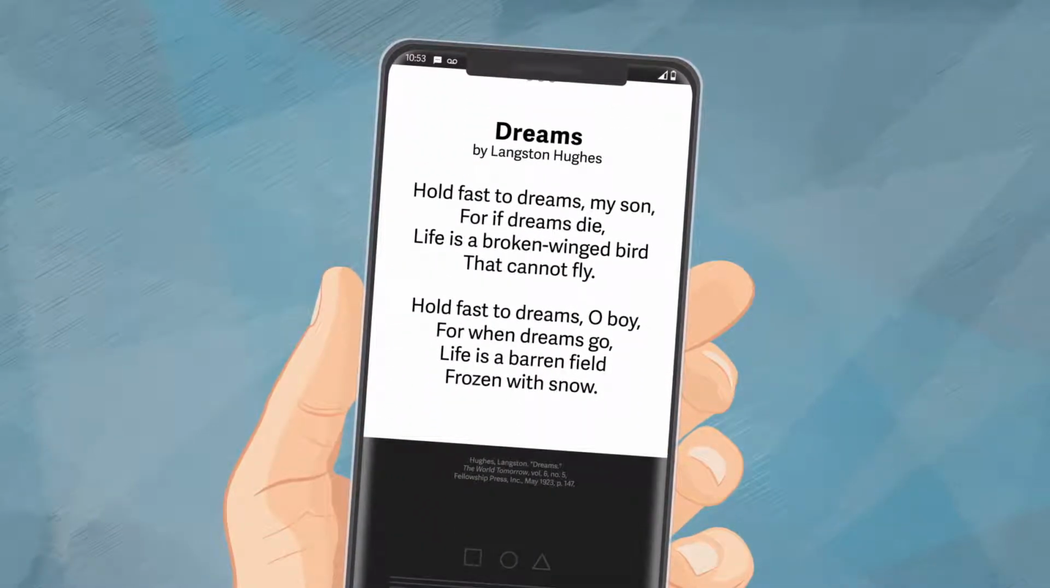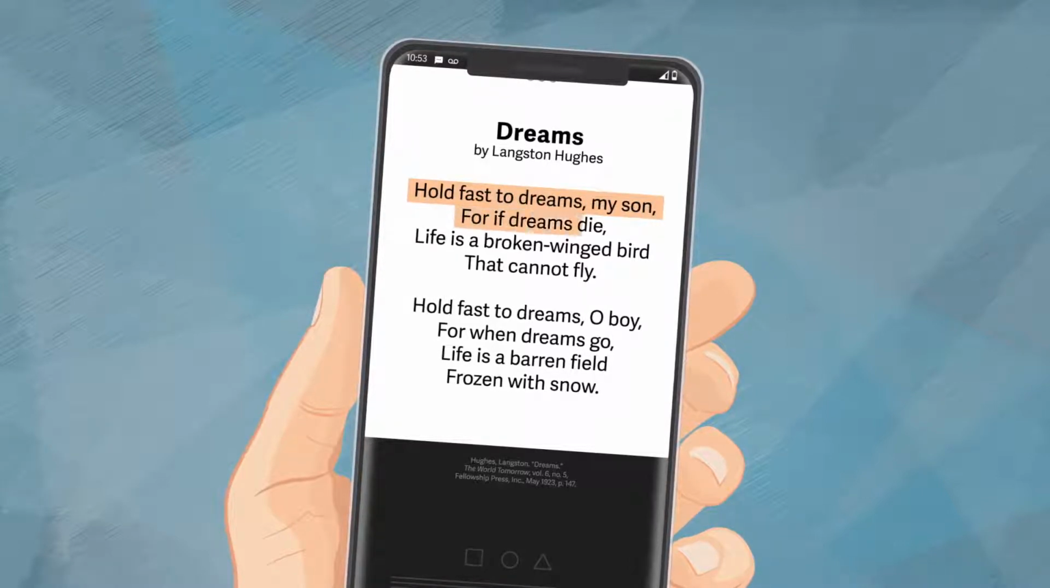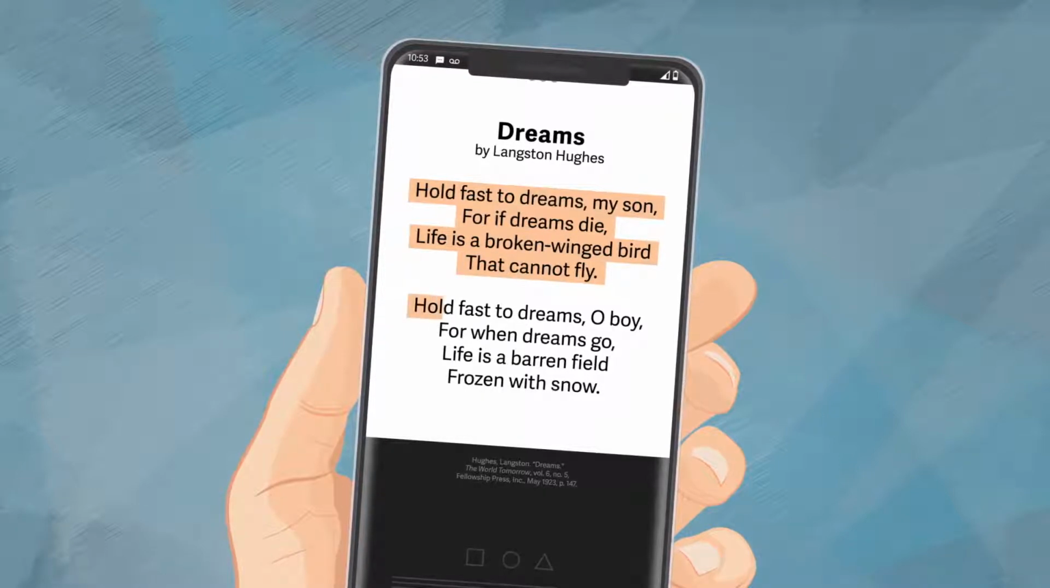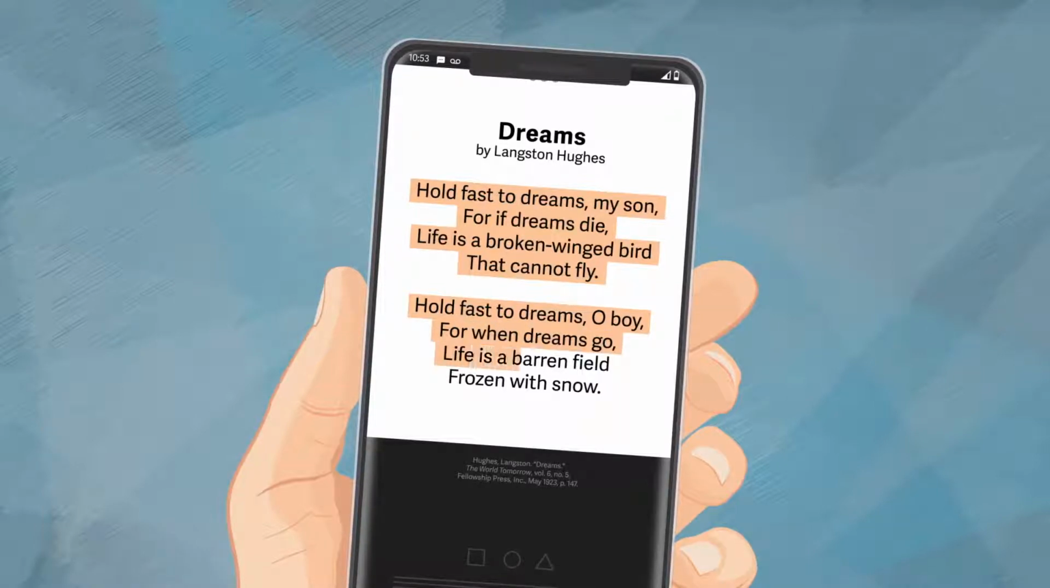Dreams by Langston Hughes. Hold fast to dreams, my son, for if dreams die, life is a broken-winged bird that cannot fly. Hold fast to dreams, oh boy, for when dreams go, life is a barren field frozen with snow.